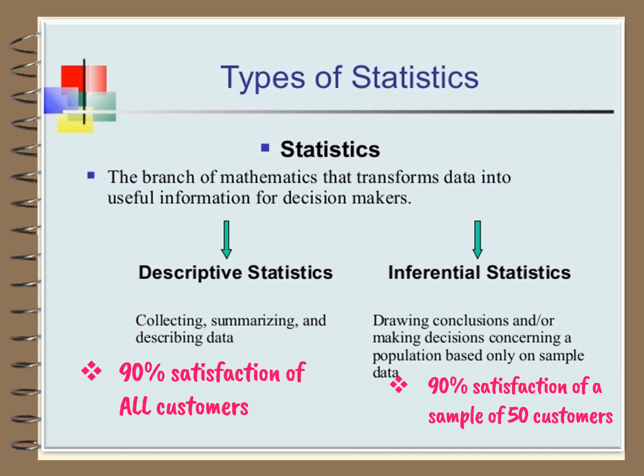Now, since those 50 customers are the representative of the population, we can therefore conclude that the entire population has a 90% satisfaction. So that is how you use descriptive and inferential. In descriptive, the entire population is being considered, while in inferential, you only use a random sample. So I hope that is clear.